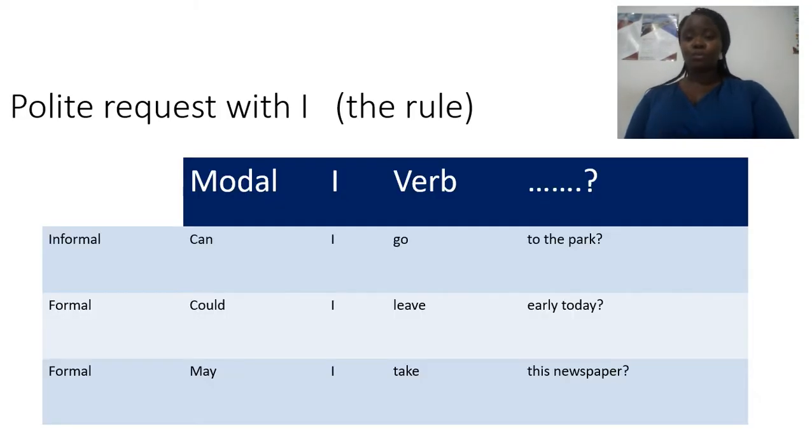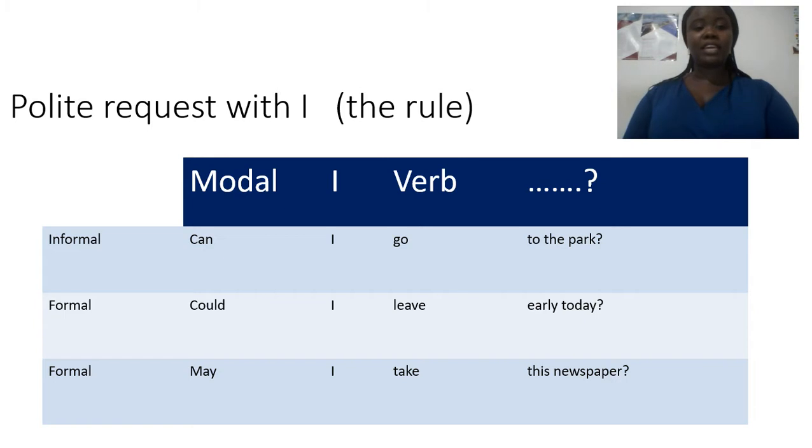Now let's look at the rule for making polite requests with I. Let's look at the table. The table says modal plus subject, which is I, and the verb plus the question. Now let's look at the first one, which is informal. I can say, can, the modal, I, the subject, go, the verb, to the park. Can I go to the park?